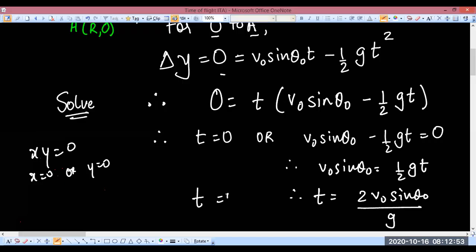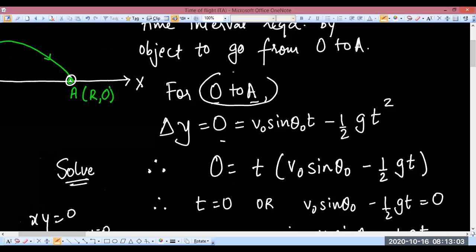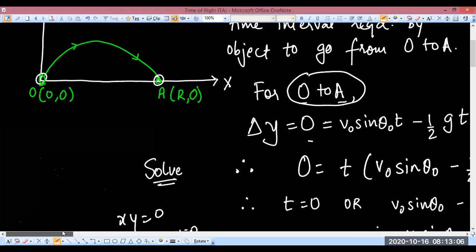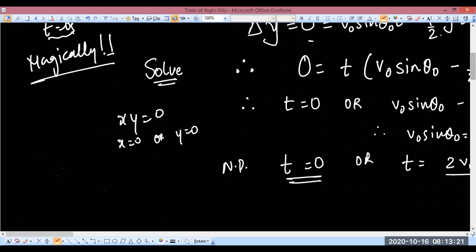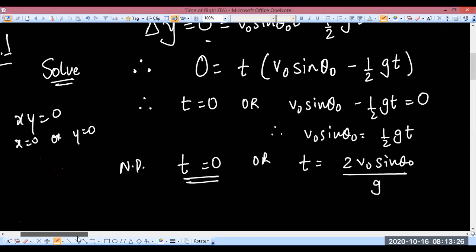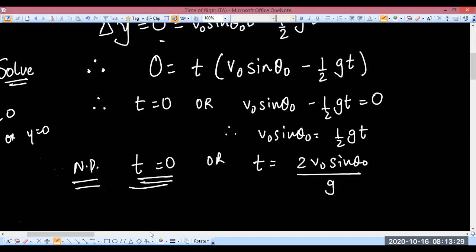So now we have got two possibilities, this or this. Now clearly this is not possible because we are trying to find the time to go from O to A. Do you think that in 0 seconds, 0 time, it comes from here to here, magically appearing and disappearing, right? So that's obviously not going to happen. Clear? So this answer is not possible, so forget it.